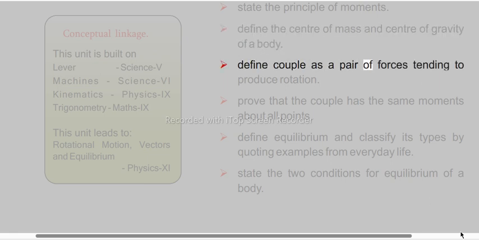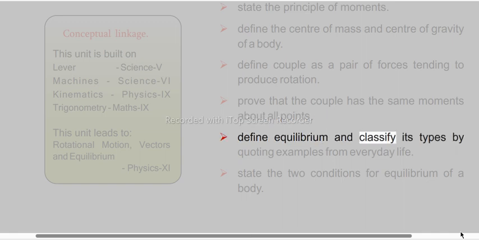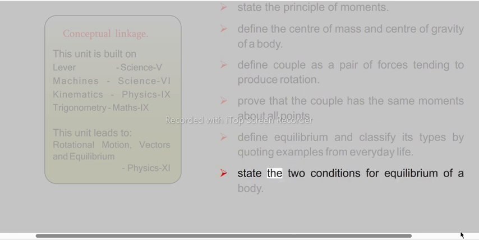Define couple as a pair of forces tending to produce rotation. Prove that the couple has the same moments about all points. Define equilibrium and classify its types by quoting examples from everyday life. State the two conditions for equilibrium of a body.